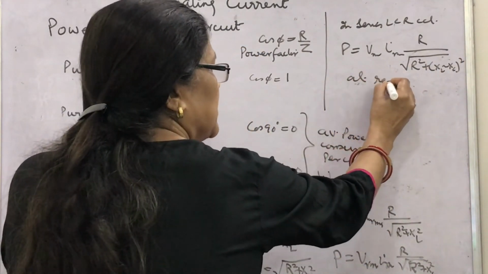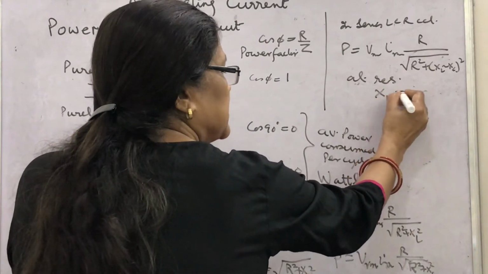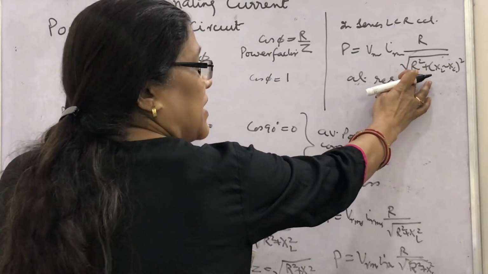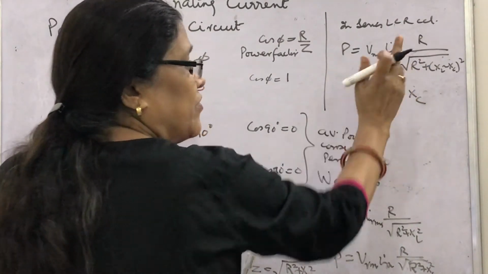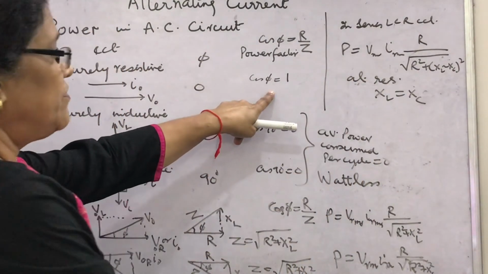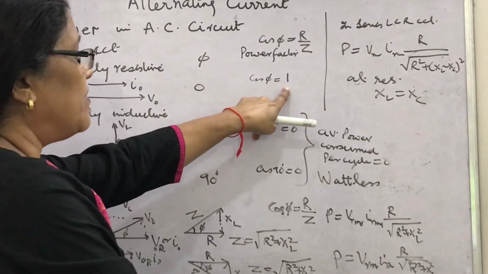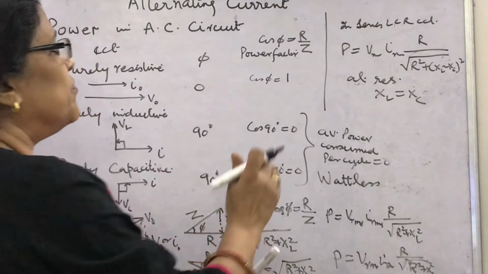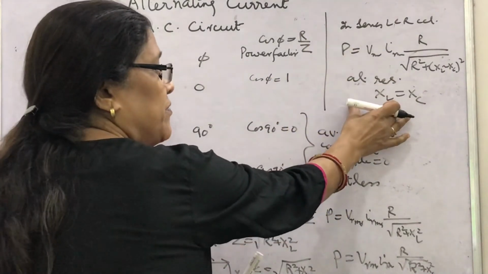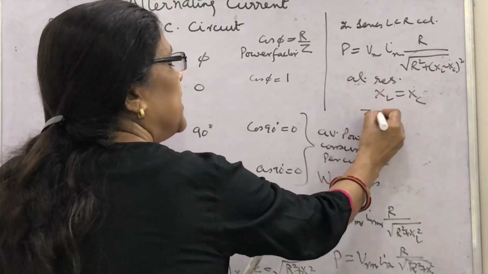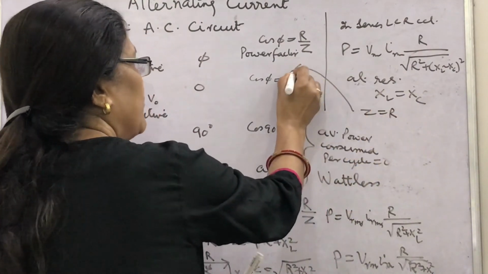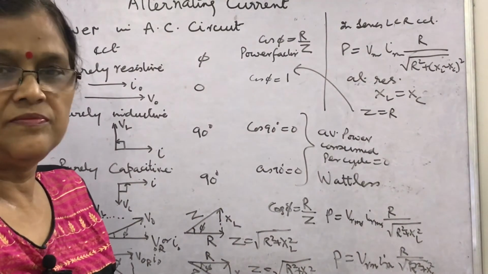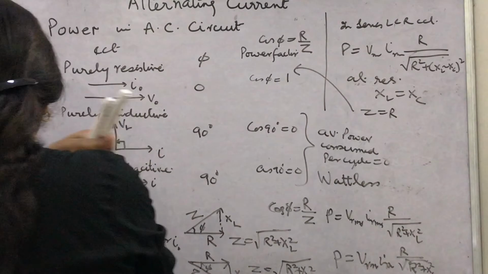But at resonance, what is the resonance condition? XL equal to XC. Then what will happen here? The under root R square will be R, and R by R will be 1. So cos phi, the power factor, will become 1. Then the average power consumed will be maximum and the circuit becomes purely resistive. Then Z will be equal to R, the circuit will be purely resistive, and maximum power dissipation will take place.